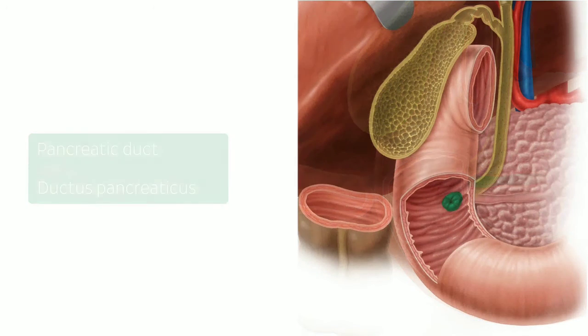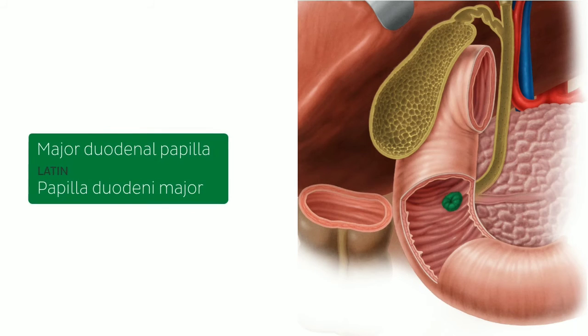After the common bile duct and pancreatic duct join, they enter the duodenum, which is part of the small intestine, and they do this via the major duodenal papilla. This papilla is located at the level of the second or third lumbar vertebrae.